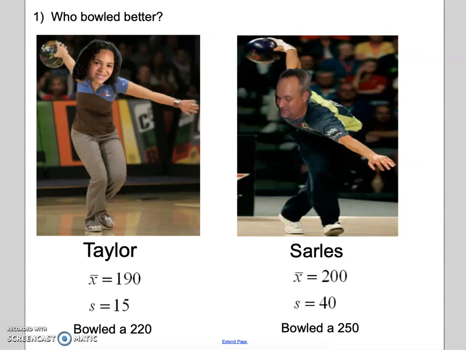To introduce this topic, who bowled better, Taylor or Mr. Sarles? Taylor had an average of 190 and a standard deviation of 15. Mr. Sarles averaged 200, standard deviation of 40. To see who bowled better, we actually bowled one game each. Taylor bowled a 220, I bowled a 250. So who bowled better? Pause, think about it for a second, come back.